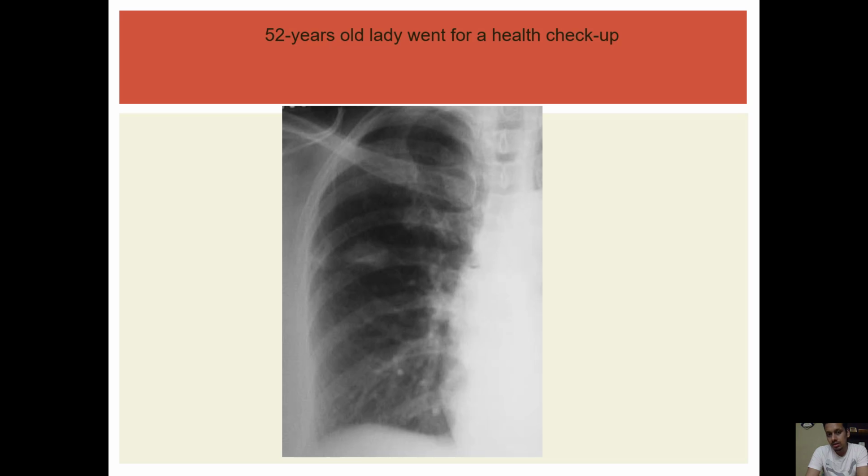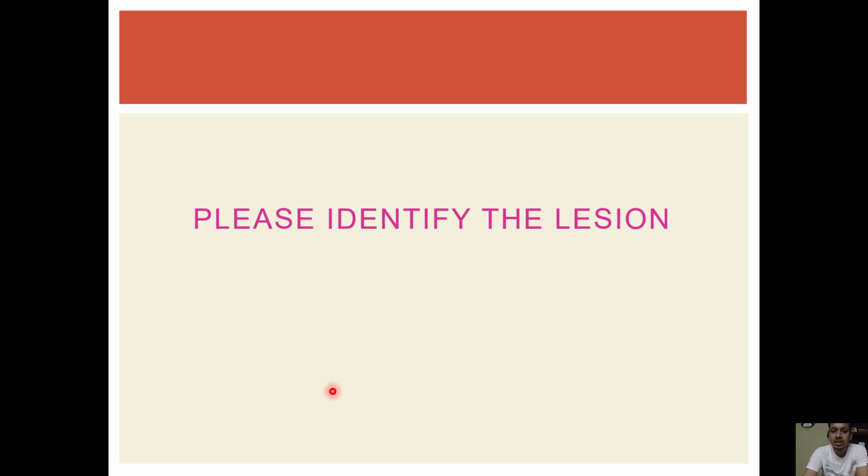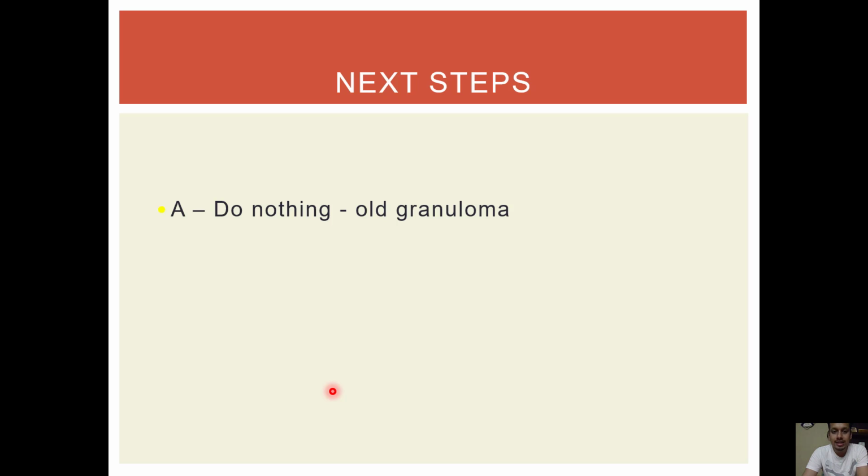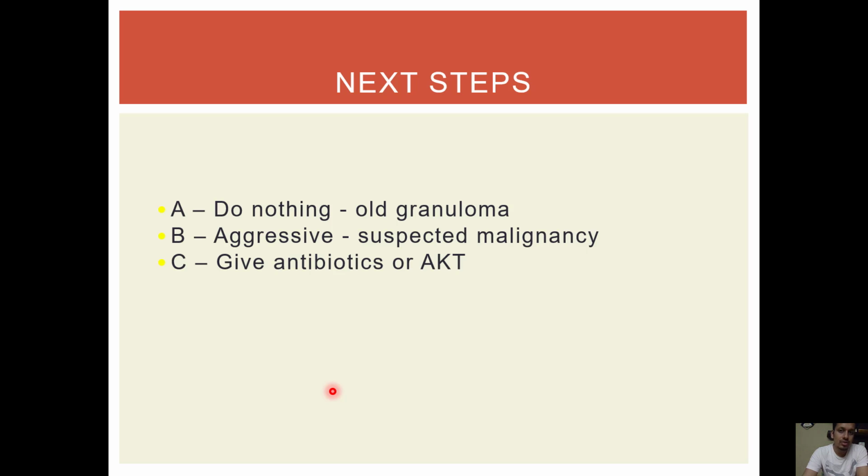So let's see a lady who is 52 years old who went for a health checkup. You can see that there is a lesion in the right mid-zone. There is no other collapse or lymphadenopathy or pleural effusion in this patient, although the left side is not seen. So the lesion we have already identified. So what is the next step we do?